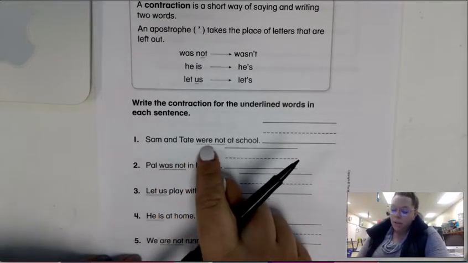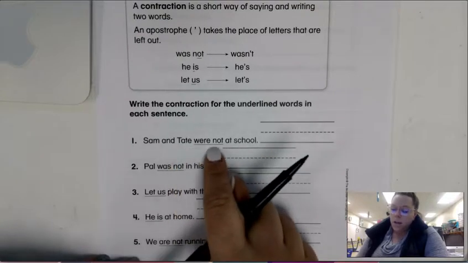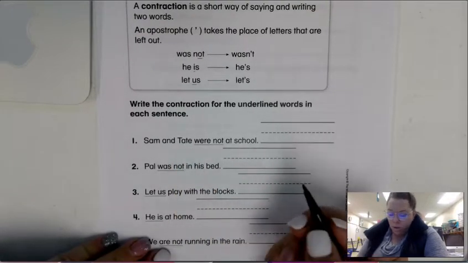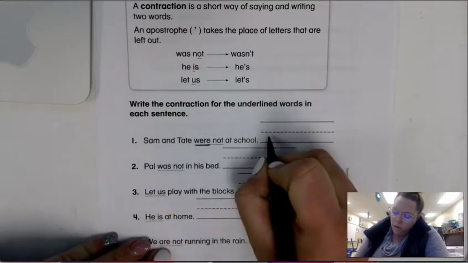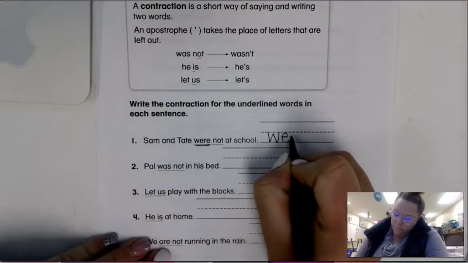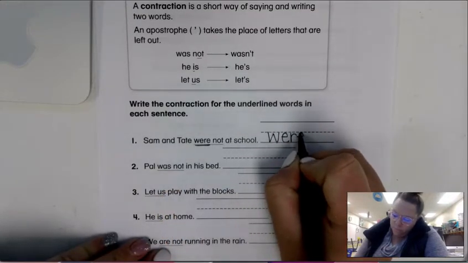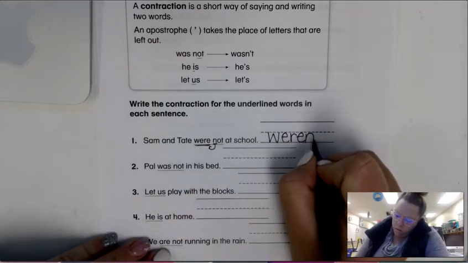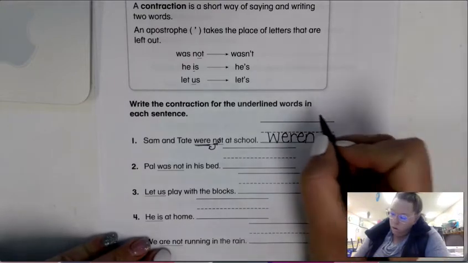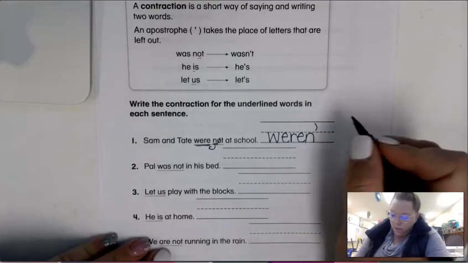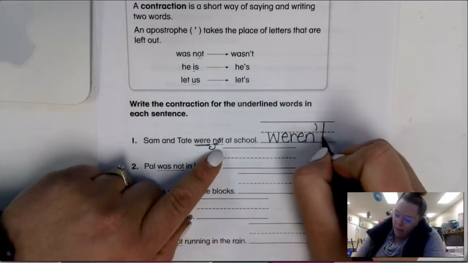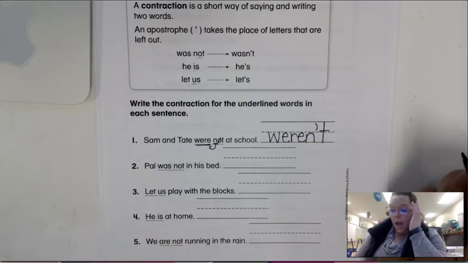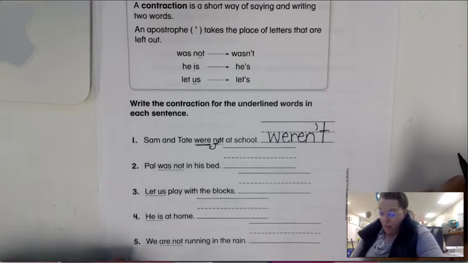Sam and Tate were not at school. So I need to take were not and I need to make it into a contraction. So remember, I'm going to keep the first word. I'm going to move the N over. I'm getting rid of the O, and in place of it, I have to put that apostrophe. That's that stitch. And then I have to slide the T over. And it's weren't. So Sam and Tate weren't at school. Okay?